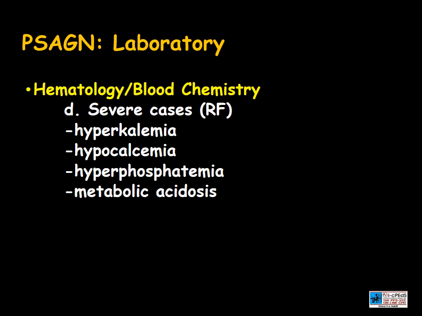In severe cases wherein renal failure may be seen, electrolyte imbalance in the form of hyperkalemia, hypocalcemia, hyperphosphatemia, as well as metabolic acidosis may be seen.